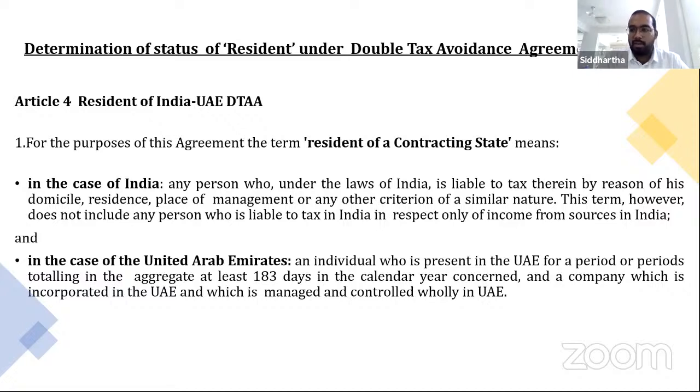So this was for resident in case of India. In case of UAE, UAE doesn't have tax for individuals. So here it uses the word, there is no tax for individuals.